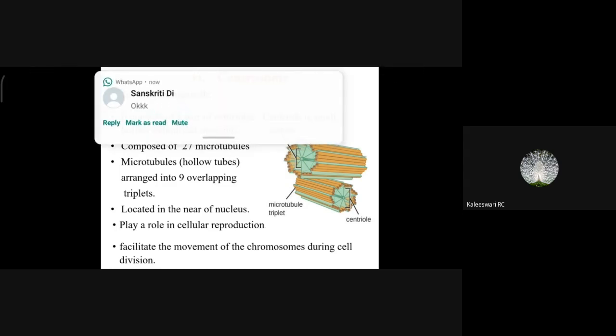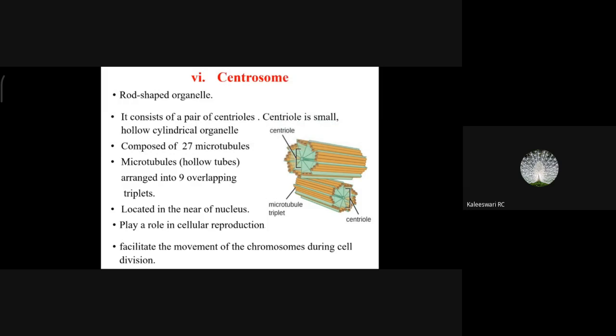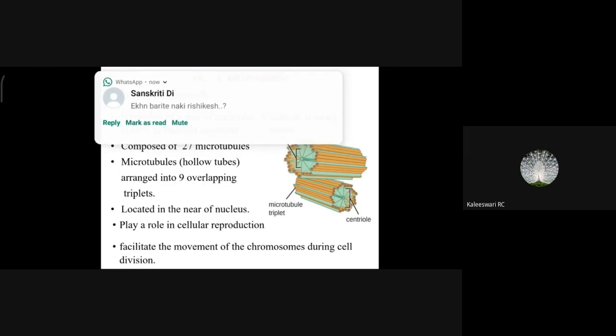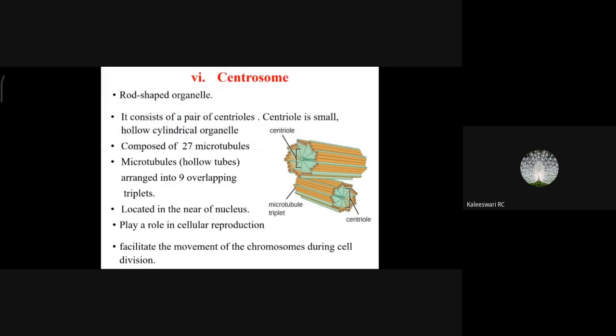its role in cellular reproduction. Means we can say when a cell divides, when cell division takes place, then the centrosomes are the main part of the cell which has a role in cell division. They facilitate the movement of chromosomes during cell division. Means you can say these are the skeleton of the cell. The structure of the cell is made by these centrosomes only.